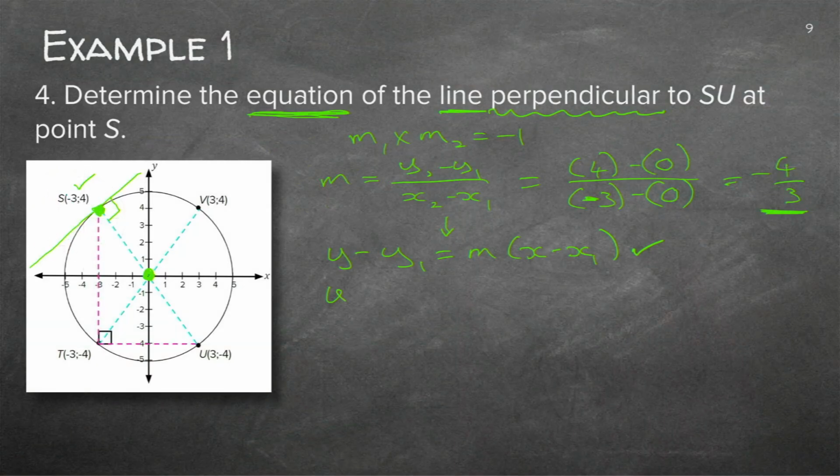So now I'm going to do y minus y1. And remember, we're using the point S. Maybe I should just write it here: minus 3 and 4. Always know what point you are using. The m we found to be minus 4/3. x minus 3. Don't forget your empty bracket.